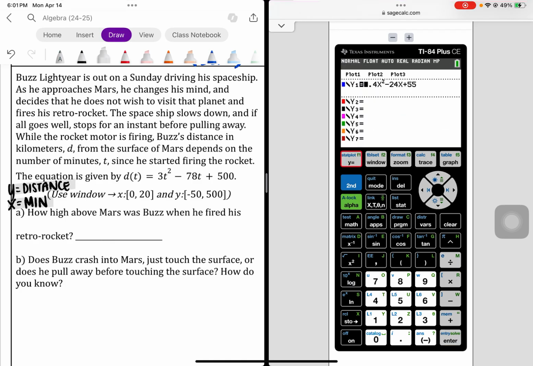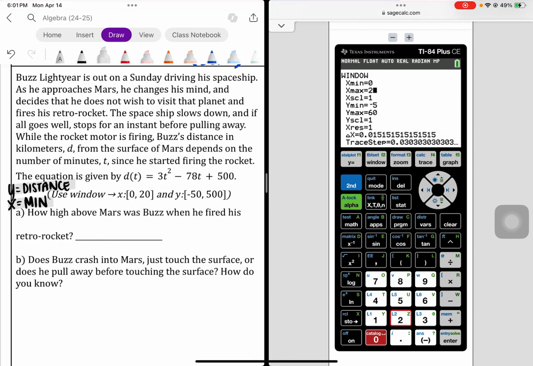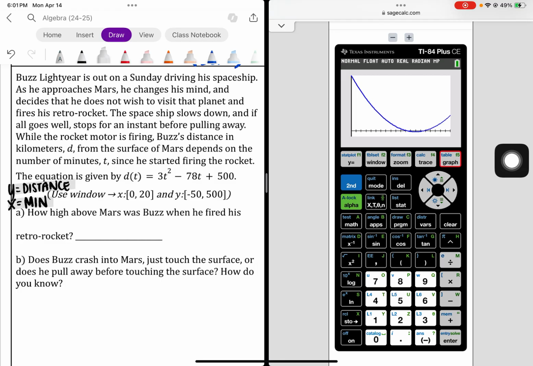So the hardest part is putting this in the calculator. 3x squared minus 78x plus 500. Now looking at our graph, I don't see it at all, so we have to change the window. We want our minimum to be 0, our maximum for our x to be 20, our minimum for our y to be negative 50, and we need to go all the way up to 500 on the y max to see our graph. So clicking enter, or graph, so we can see our graph.